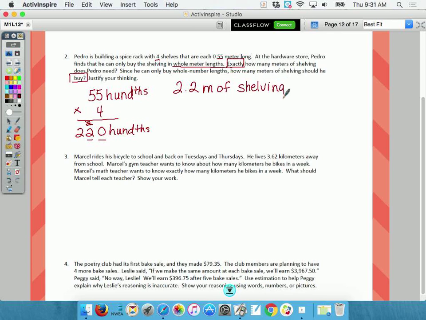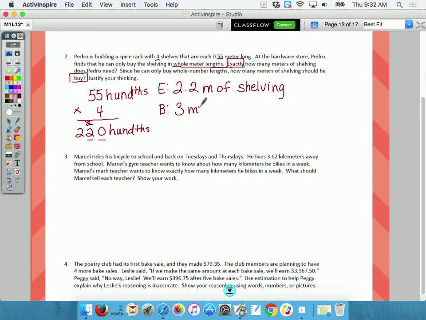Okay, so we've got exactly how much he needs. But he can only buy whole number lengths, so he can only buy like 1 meter, and 1 meter, and 1 meter. So how many meters would he need to buy since he needs 2.2? You say 3. What do you say, Daniel? 3. It has to be a whole number. And if I buy 2, then I don't have enough, do I? So this is exact, and this is what he buys, okay? So you're saying 3 meters is what he needs to buy, and you're correct.